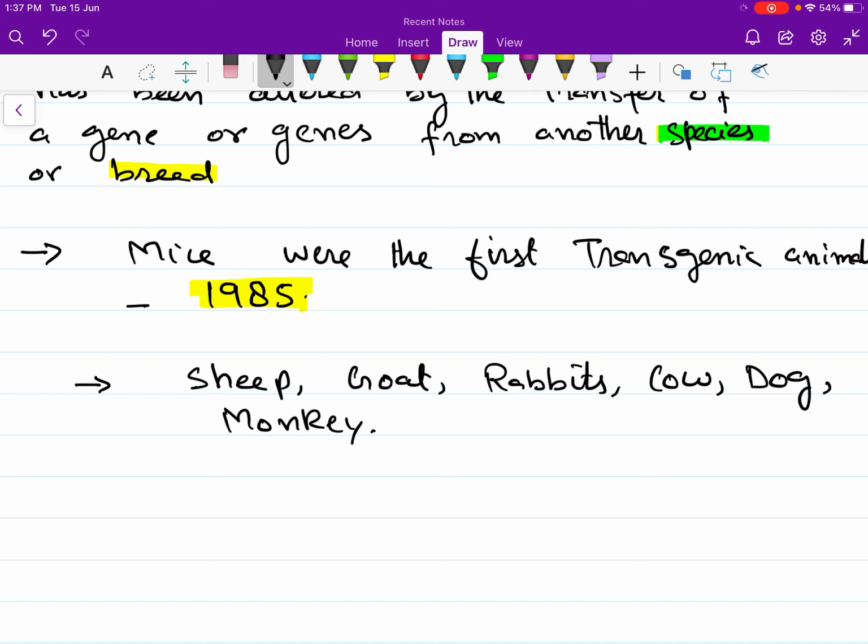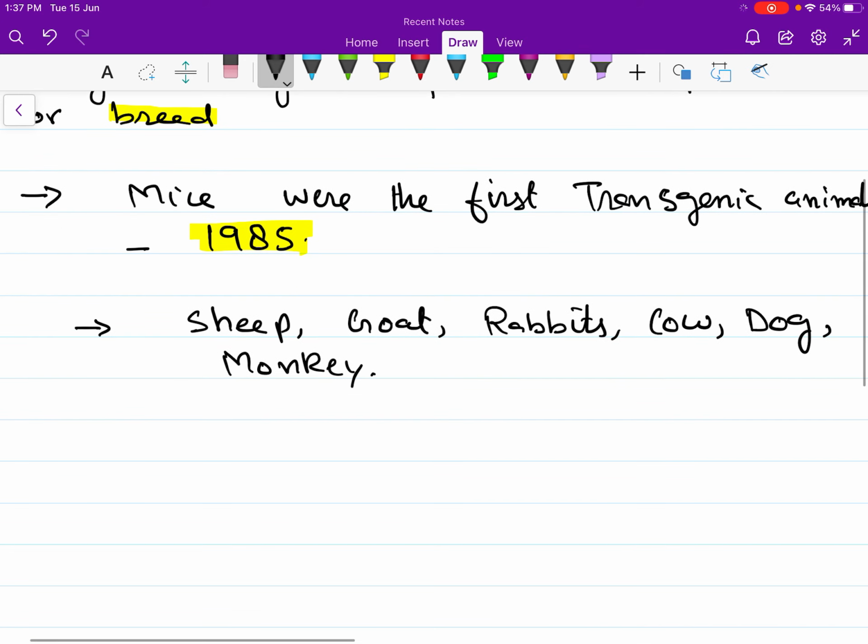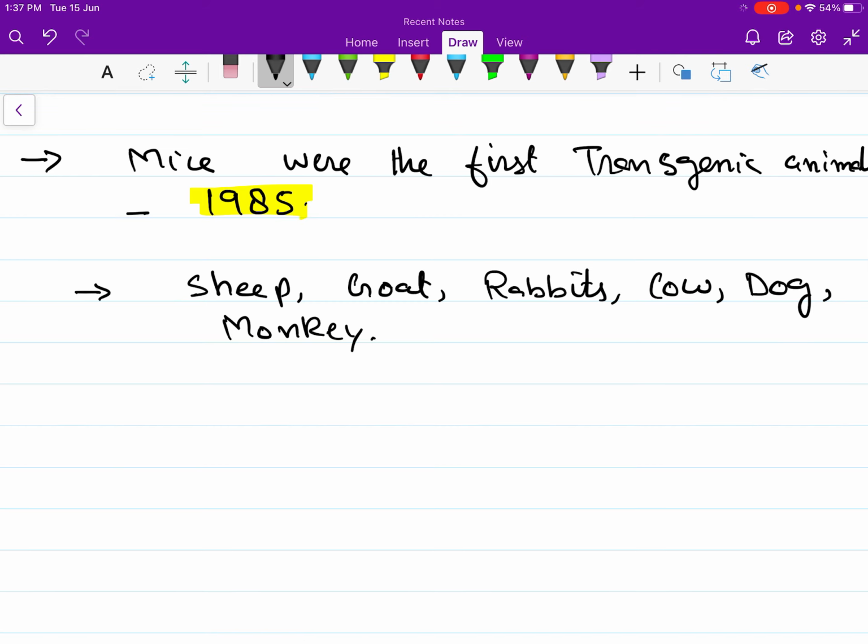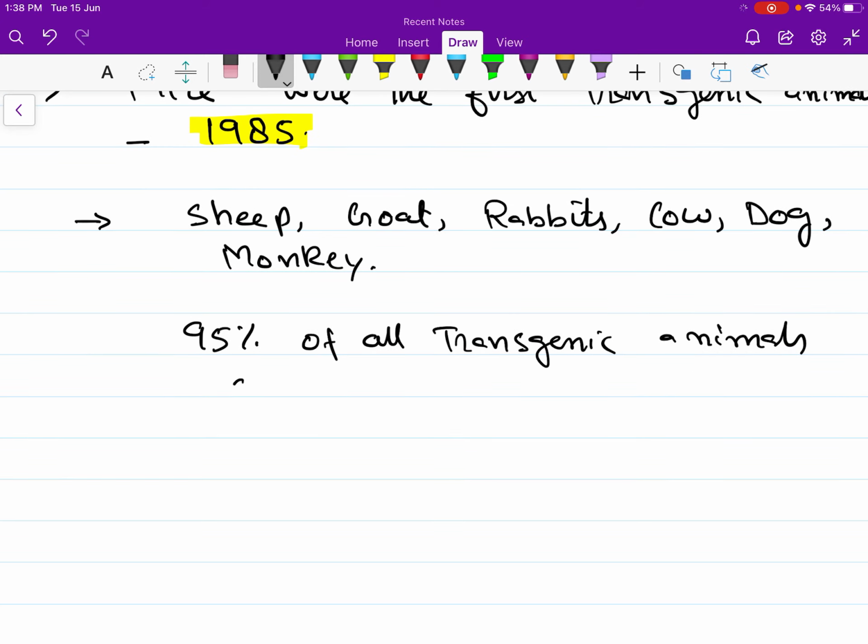But of all the transgenic animals, 95% are transgenic mice alone. So 95% of all transgenic animals that have been developed so far are mice alone. So most numerous of the transgenic animals, they are the mice, 95%.